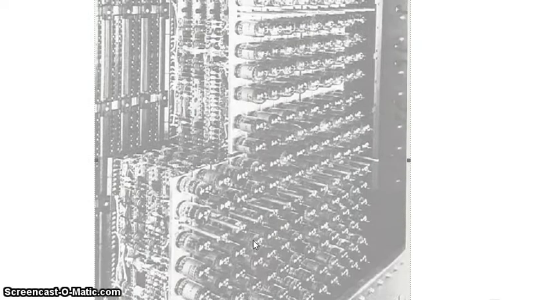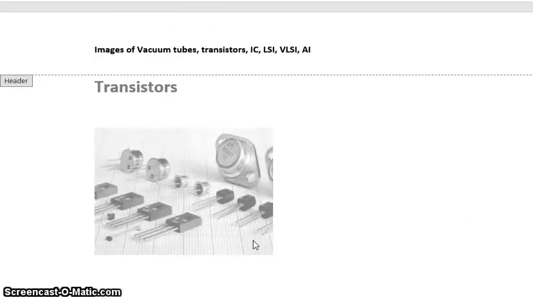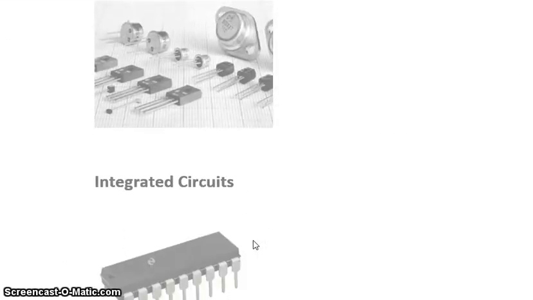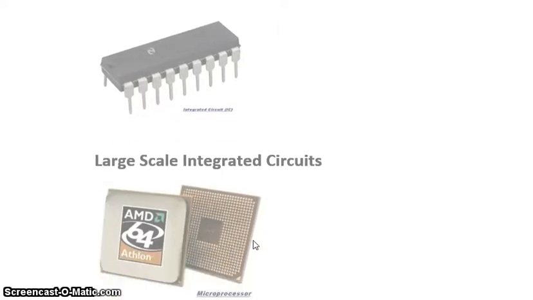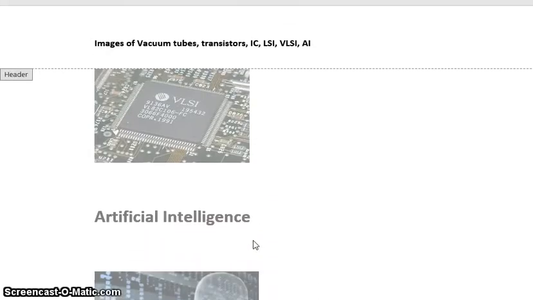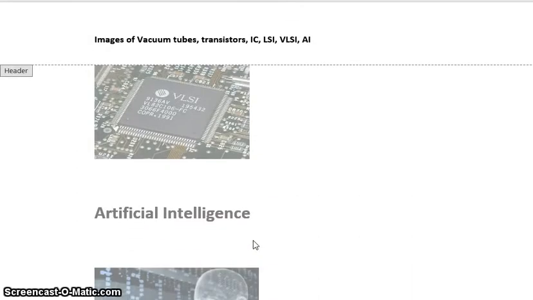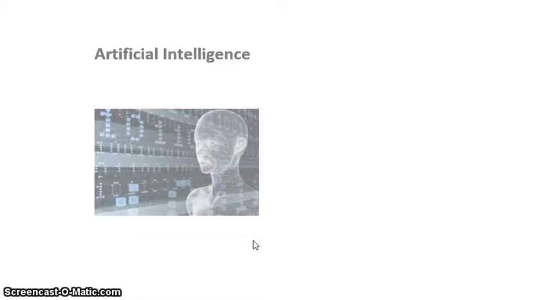It will occupy a very large room, and this is your transistors, and this is called integrated circuits, and this is large scale integrated circuits, and now it is very large scale integrated circuits, and now we are in artificial intelligence. This is the generation which is now being evolved: artificial intelligence.